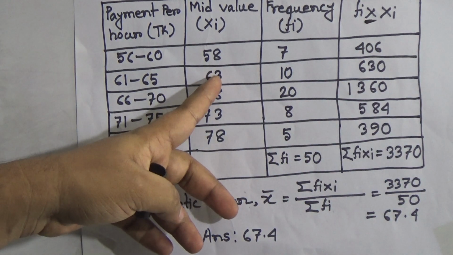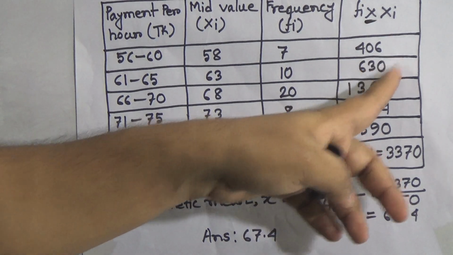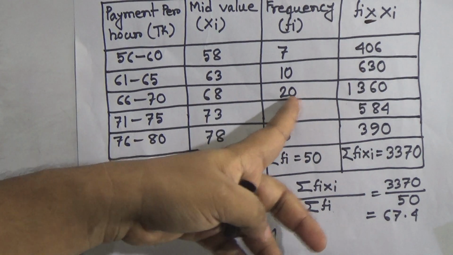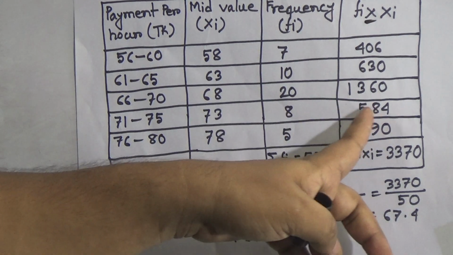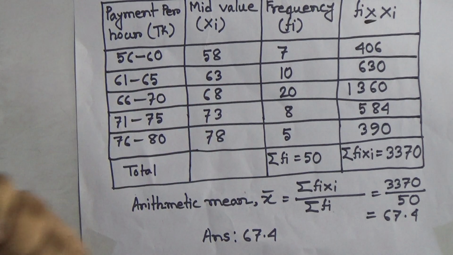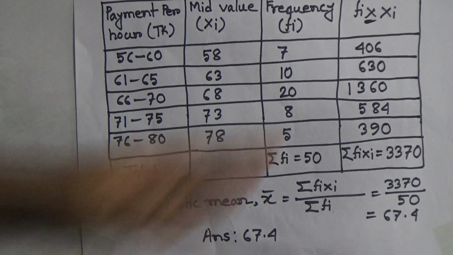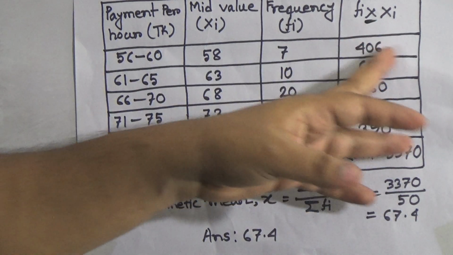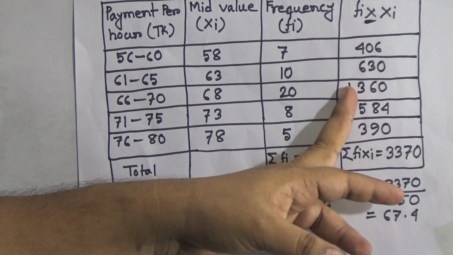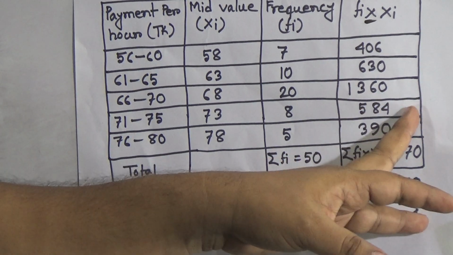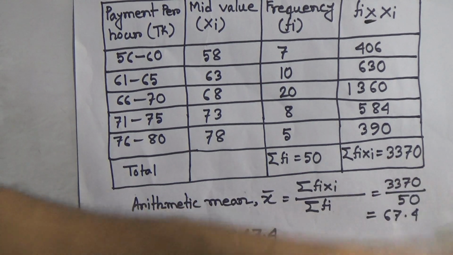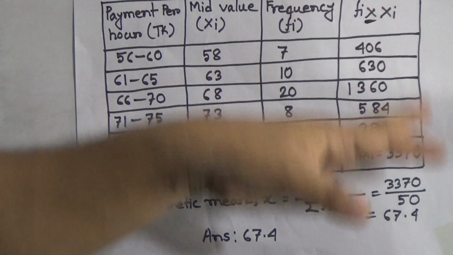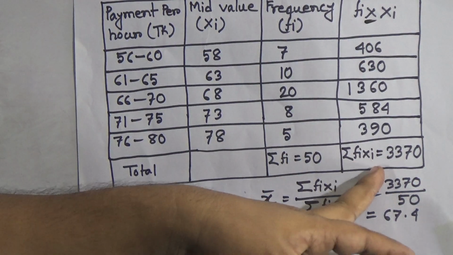Similar way, we multiply 63 by 10, we get 630. 68 by 20, we get 1360. 73 multiplied by 8, we get 584. 78 is multiplied by 5, we get 390. Now my dear student, we do addition of these numbers. So if we add 406 with 630 with 1360 with 584 with 390, then we get 3370. If I add this column, then I get summation of fi xi equal to 3370.